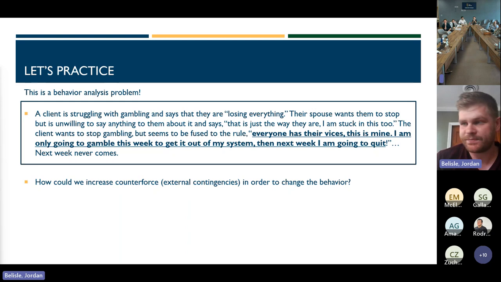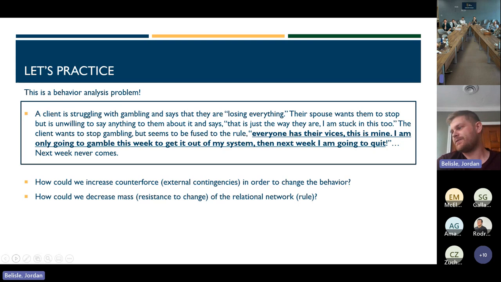Okay, next question. How could we decrease mass or resistance to change of their rule? So they gave you this rule, they believe it to be true, it's high mass. How could we decrease its mass?